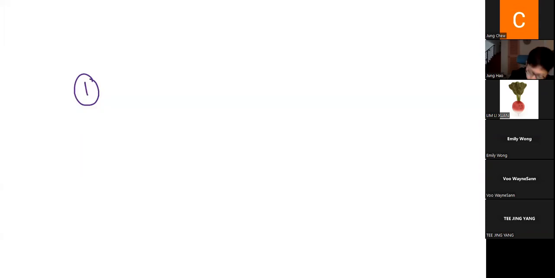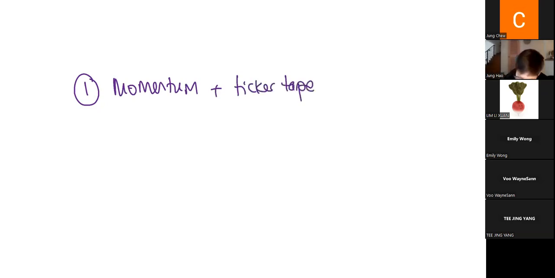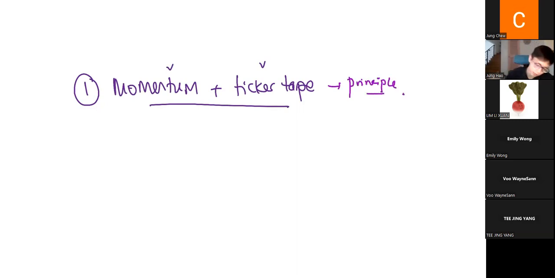So guys, what did we do the first thing today? Yes, very good. We did the momentum. But the momentum had a special one, the ticker tape one. That question is very fancy because you need to know how to do both. The most important insight here is there's something called the principle, so make sure you understand and memorize the principle. Number 2, apart from the momentum and the ticker tape.